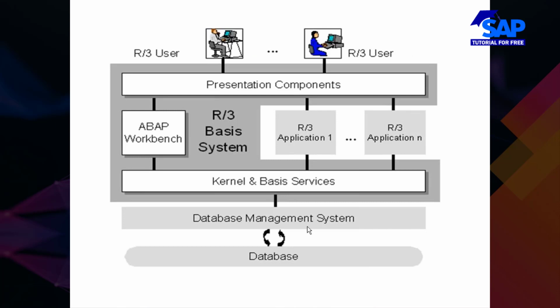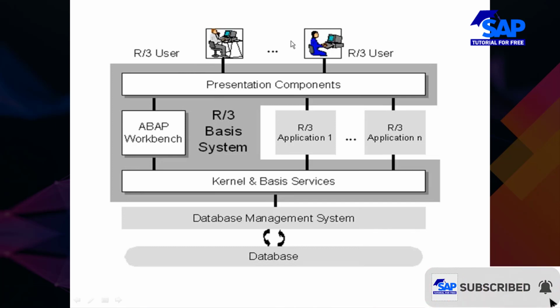Now, look at this slide. You see this is the R3 end user, like you, me, somebody else. When we enter a command from the presentation layer, it will be passed on to the application server via what we call dialog processors and message servers. Basically, there is something called the message server whose job is to collect the command from the end user and pass it on to the application server. Then the actual data will get processed over here.